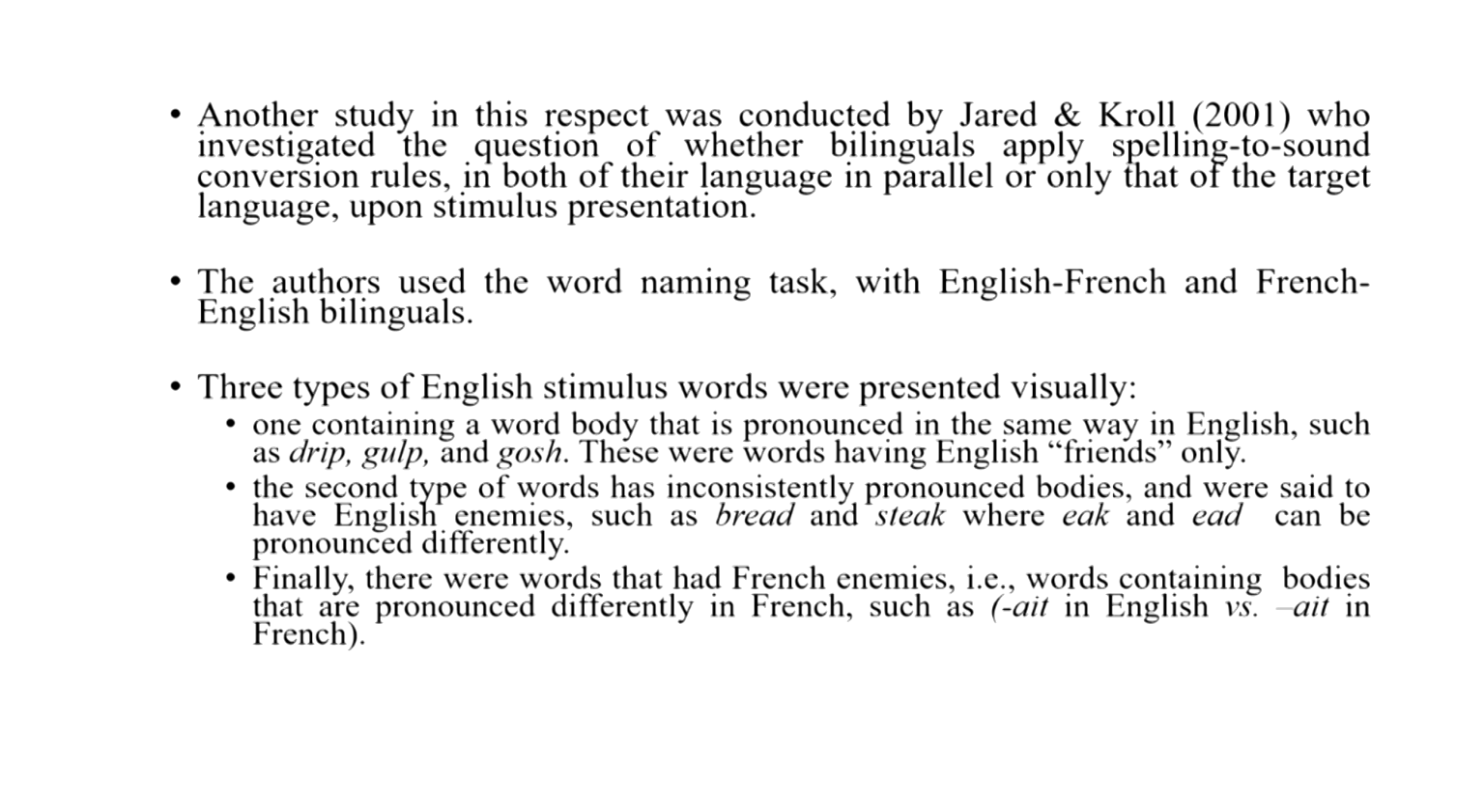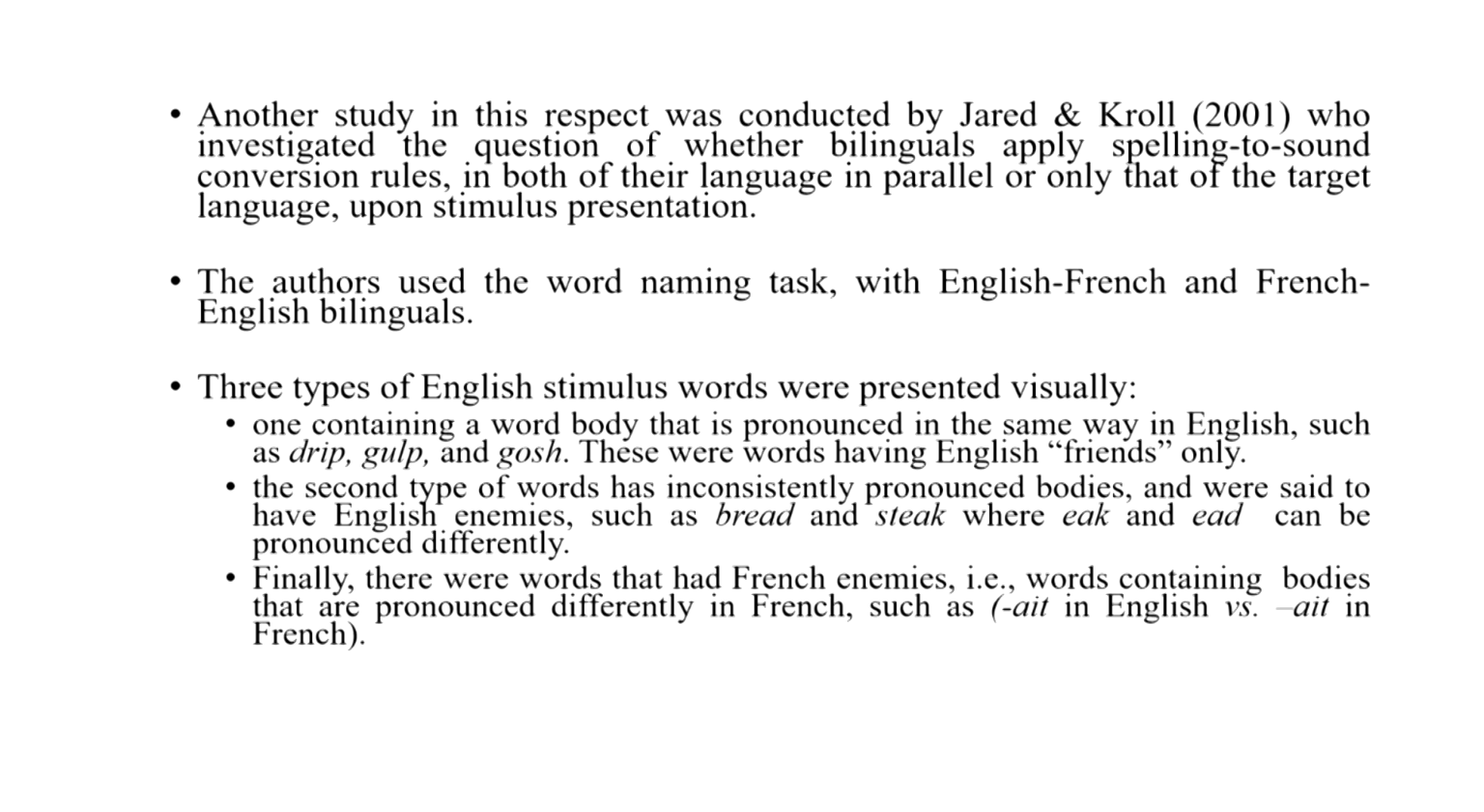The second type of words have inconsistently pronounced word bodies, which were said to have English enemies. So, for example, in the words bread and steak, the EA body part and the EA phoneme is actually pronounced differently. So, ek versus ed. Finally, there were words that had French enemies.